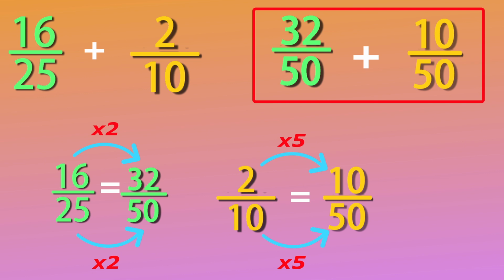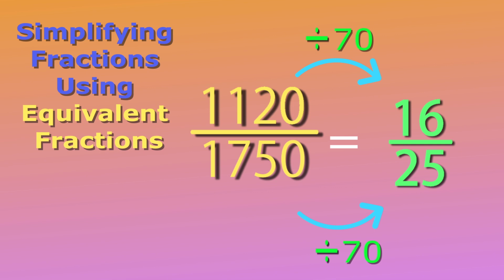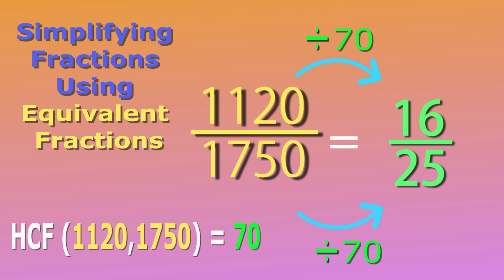Another place you'll use equivalent fractions is when simplifying or reducing fractions. We did that already actually. When we turned 1120 over 1750 into 16 over 25 by dividing numerator and denominator, we used the highest common factor or greatest common divisor of the numerator and denominator, 70, to divide them both. And that gave us an equivalent fraction, 16 over 25, which was a simplified version of 1120 over 1750.